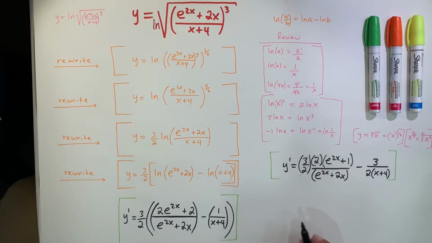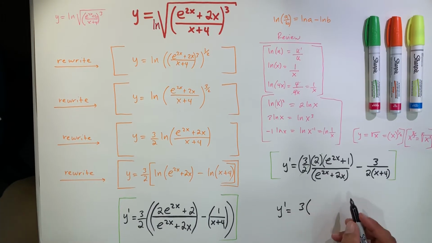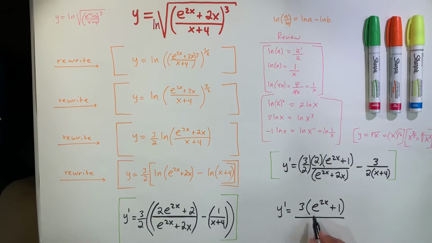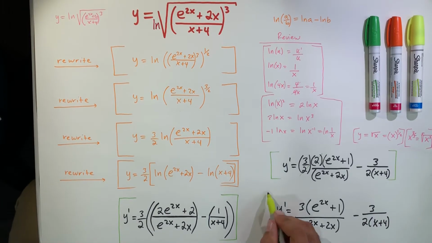All right, so then the final representation of the answer is going to be y prime equals 3 times parentheses 2x plus 1, over e to the 2x plus 2x. And then here we got the same thing, 3 over 2x plus 4. All right, and this is it.